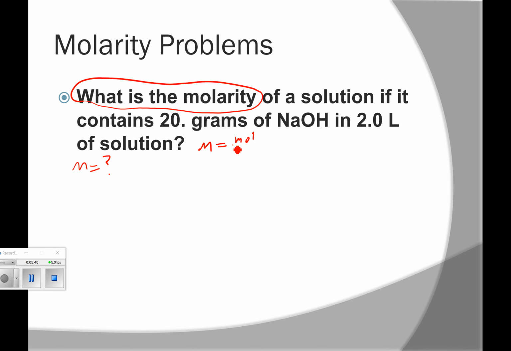Well, we know that our equation here is moles per liter. We don't know the molarity, which means we should be able to figure out the number of moles and the number of liters. Let's start with the moles. We're not given the number of moles, but we are given the amount of solute that we have in our solution. That's 20 grams. We're going to have to convert that to moles using our mole calculation equation, which is the number of moles is equal to a given mass over the gram formula mass.